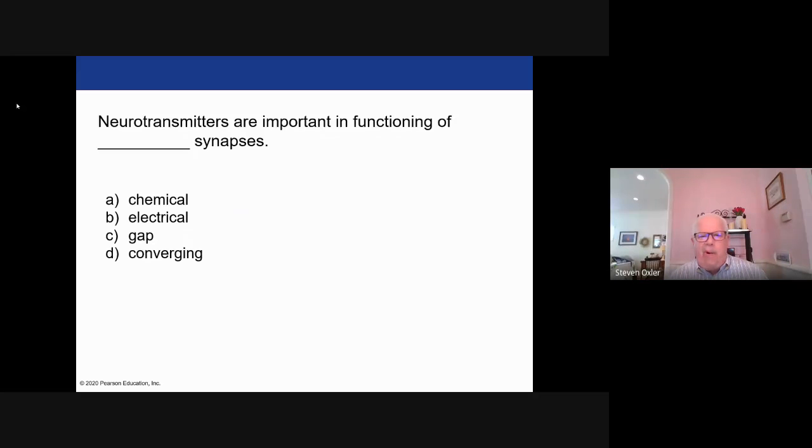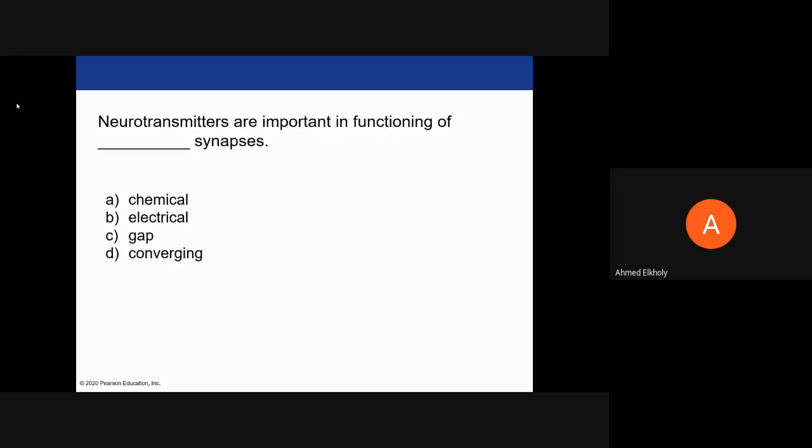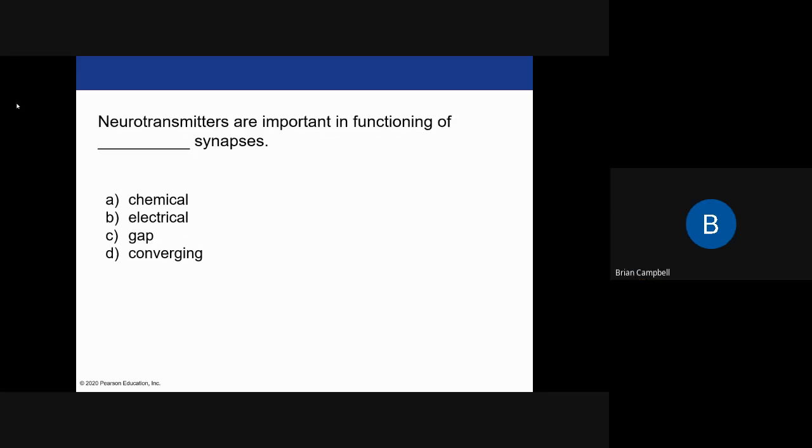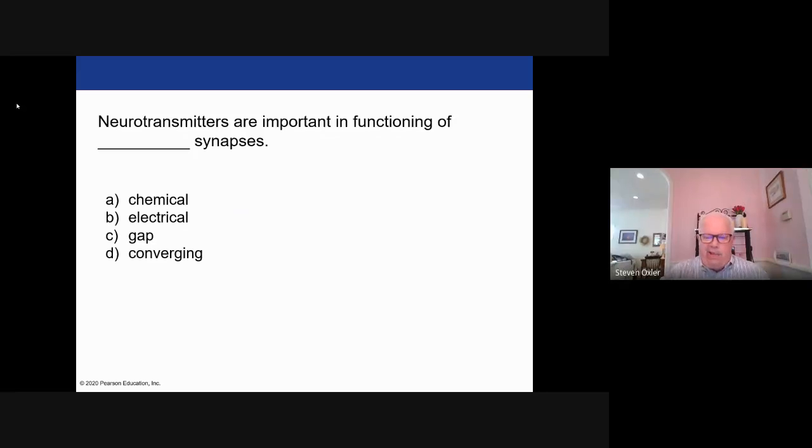Neurotransmitters are important in functioning of blank synapses. B. No, not B. A, chemical synapses. That's the whole reason for neurotransmitters. They convert electrical energy into chemical energy and then back into electrical energy.